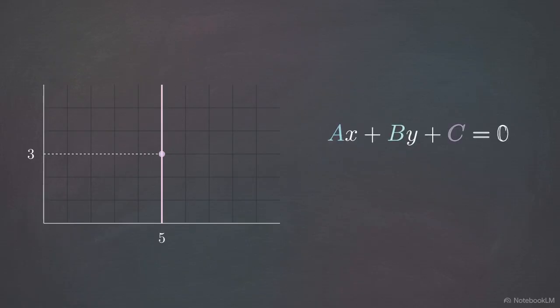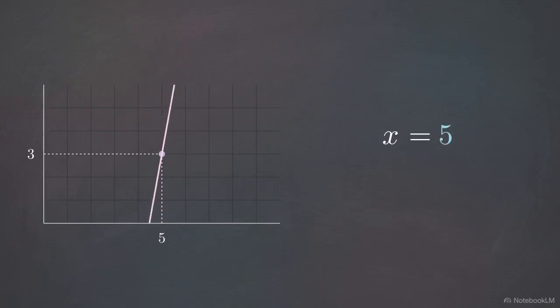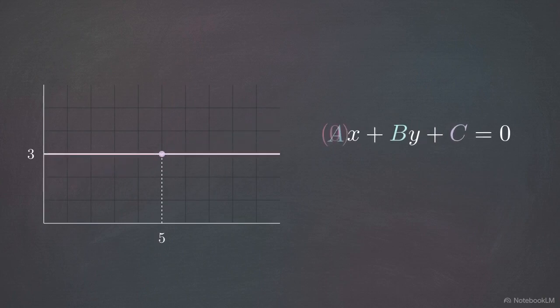To circumvent this, we use the general form, ax plus by plus c equals 0. A and b cannot both be 0. This resolves edge cases. Setting b to 0 removes the y term, leaving a clean vertical equation, like x equals 5. Conversely, for a perfectly horizontal line, we set a to 0. The x term disappears, leaving a stable equation, like y equals 3.